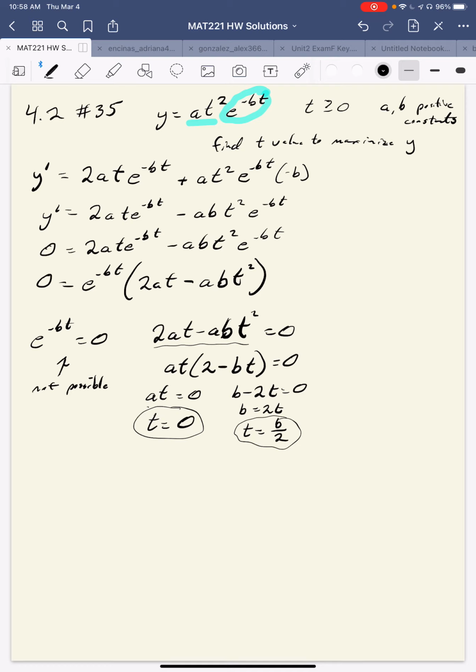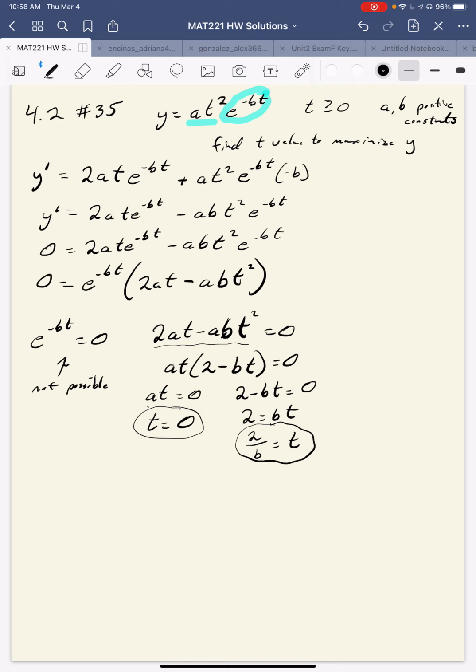2 minus bt. Okay, yeah. Sorry about that. I am going to erase this because I switched. I had a little bit of dyslexia there when I did that. It would be 2 minus bt equals 0. You see how easy it is to make these mistakes. And so then I end up with 2 over b is equal to t. And that makes it much better.